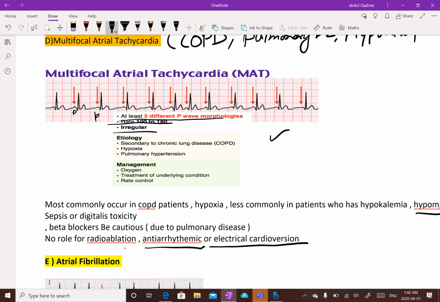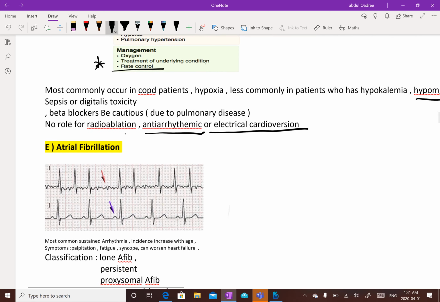Etiology is secondary to chronic lung disease, COPD, hypoxia, pulmonary hypertension. Treatment is oxygen, treatment of the underlying condition, and rate control. That's all it is. So you don't have to worry much about this, and I promise you, if you look deep into the ECG and find the sinus node P waves first, and you find the P waves are perfectly fine, then it's not multifocal atrial tachycardia. But if you find there are different morphologies of the P waves, of course, the first thing that comes to your mind is multifocal atrial tachycardia. All right, we'll say goodbye to multifocal atrial tachycardia, and we'll go to our most important topic, atrial fibrillation.